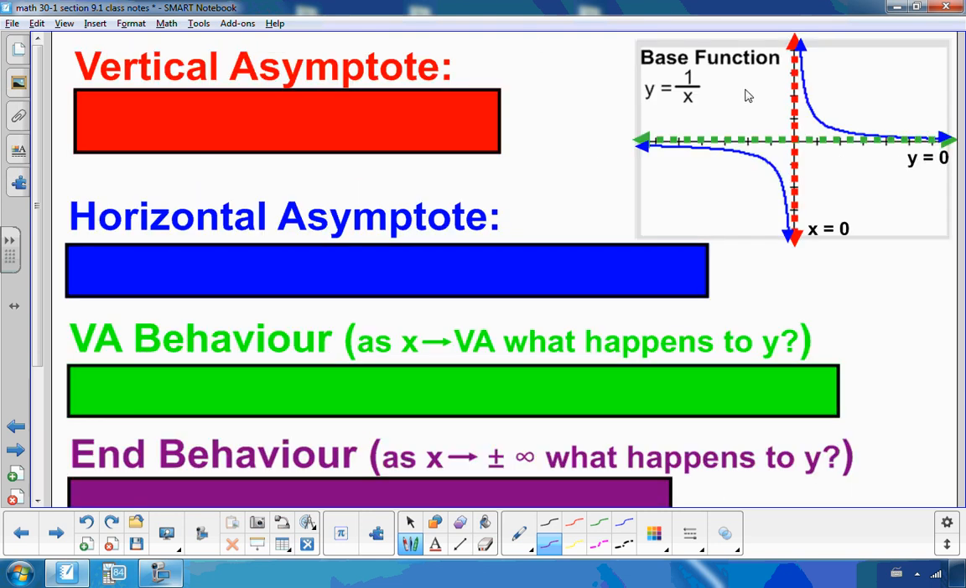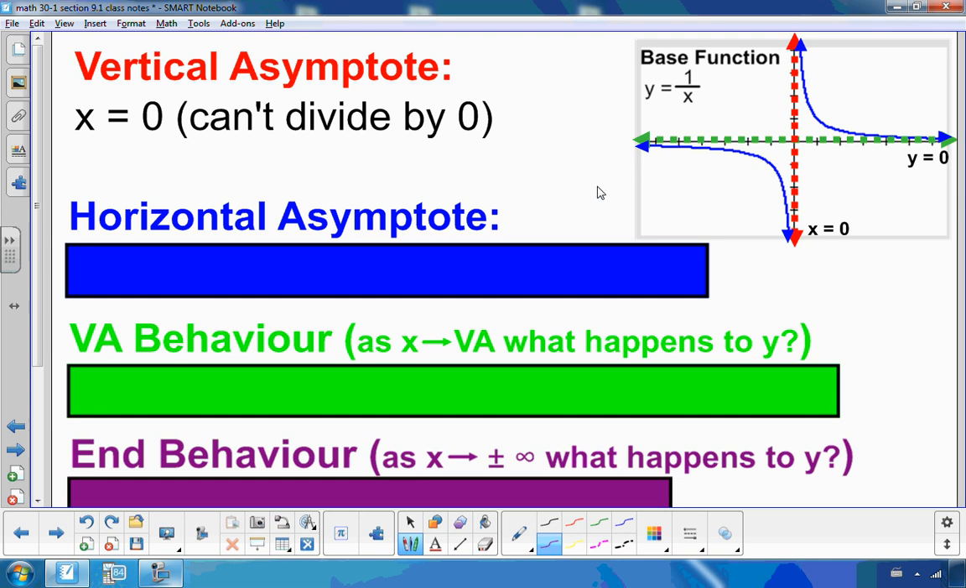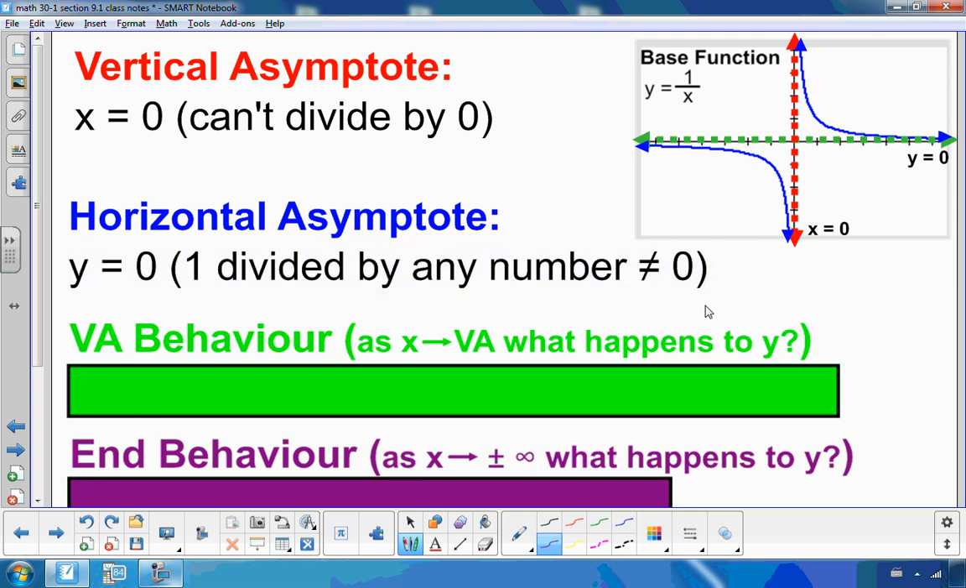Okay, so let's look at our base function and we'll look at the vertical and horizontal asymptotes in a little bit more detail. I know I already mentioned it, but I want to in particular focus on the behavior near these asymptotes. So the base function 1 over x has a vertical asymptote at x=0. So you cannot divide by 0, the graph will never cross it. Horizontal asymptote, we said, was y=0. The reason is because if I take 1 divided by any number at all, positive, negative, big, small, it's never going to equal 0. It can get really close to 0, but it's never going to truly equal 0.